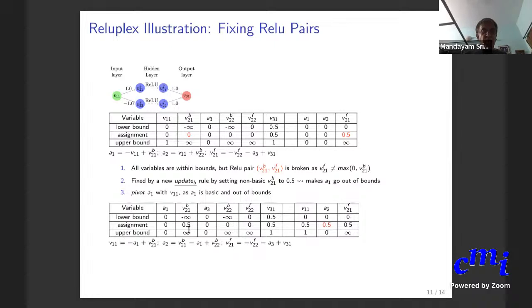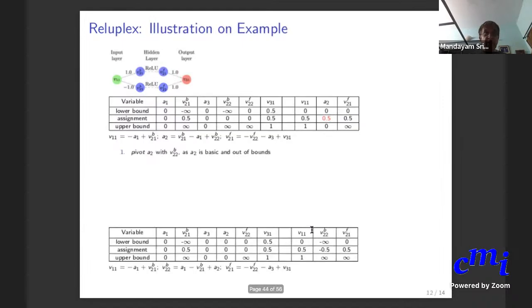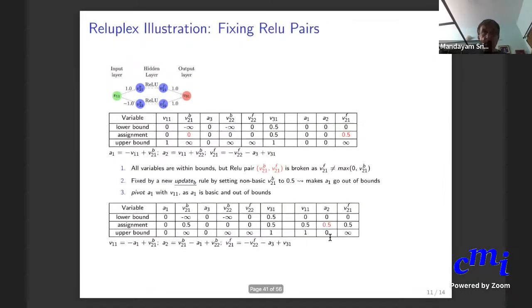Okay, so this is as a result of pivoting, and yeah, so V11 now becomes 0.5. Okay, yes, and yeah, so now everything is okay.